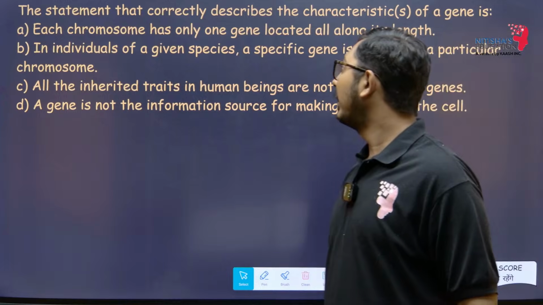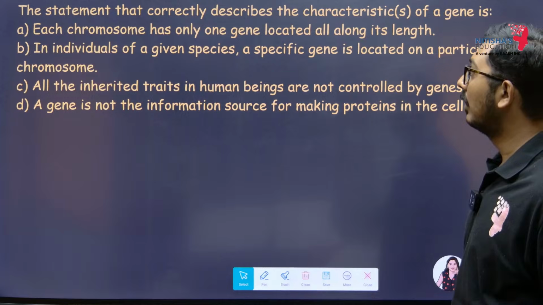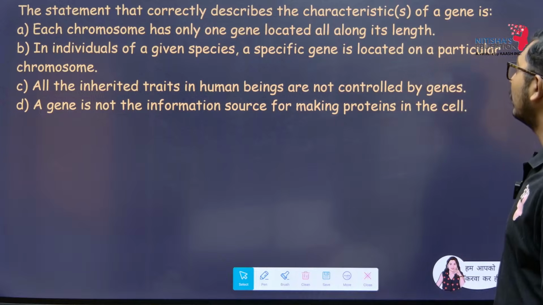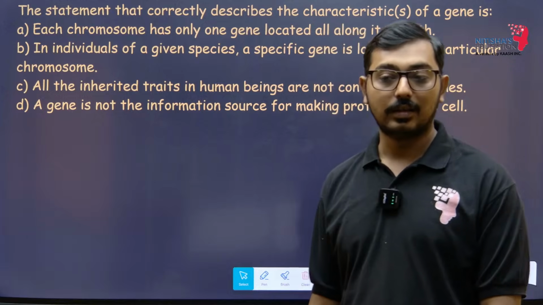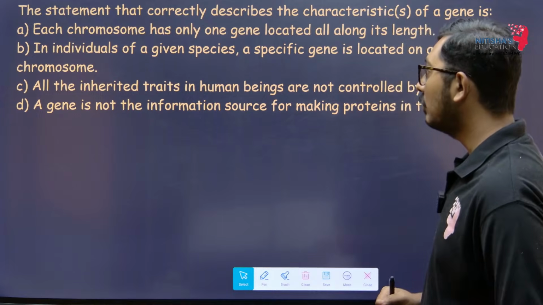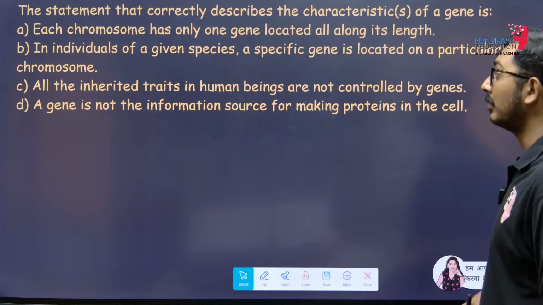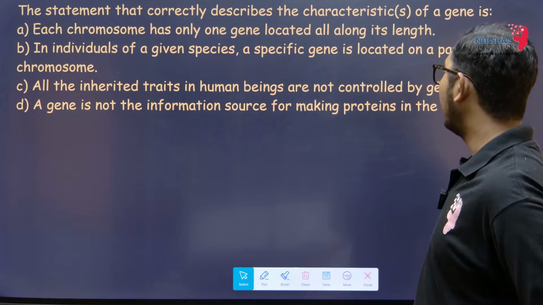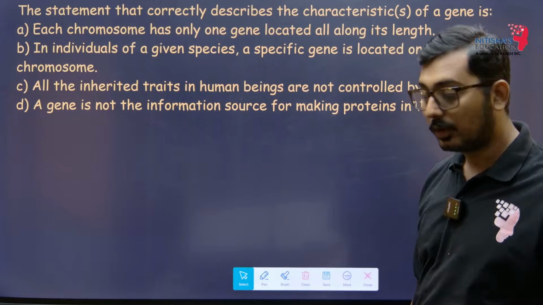The statement that correctly describes the characteristics of a gene: each chromosome has only one gene located all along its length. This is not correct. In one chromosome, only one piece of information is not stored. Each chromosome has entire information. And in individuals of a given species, a specific gene is located on a particular chromosome. That is the correct one.